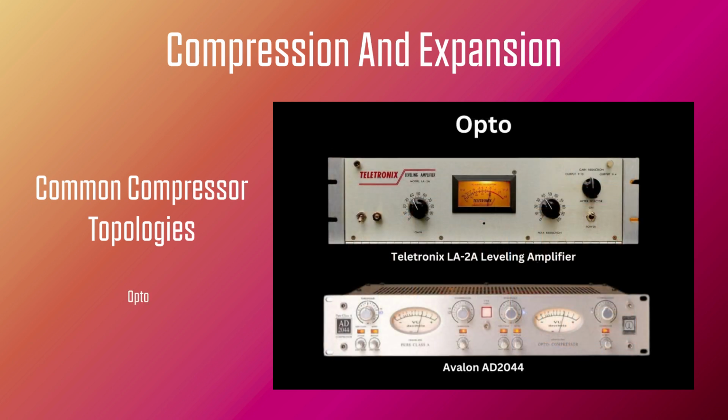Opto uses a photocell as a detector and a light bulb to determine the gain reduction. Different light sensor types and illumination sources affect the gain reduction in different ways. The time lag between the photocell and the detector makes for a slow attack and release, and this makes this type of compressor perfect for processing vocals, gluing sounds, and performing gentle automatic gain changes. The most famous opto compressors are the LA-2A tube-based leveling amp and the mighty Class A Avalon AD2044.